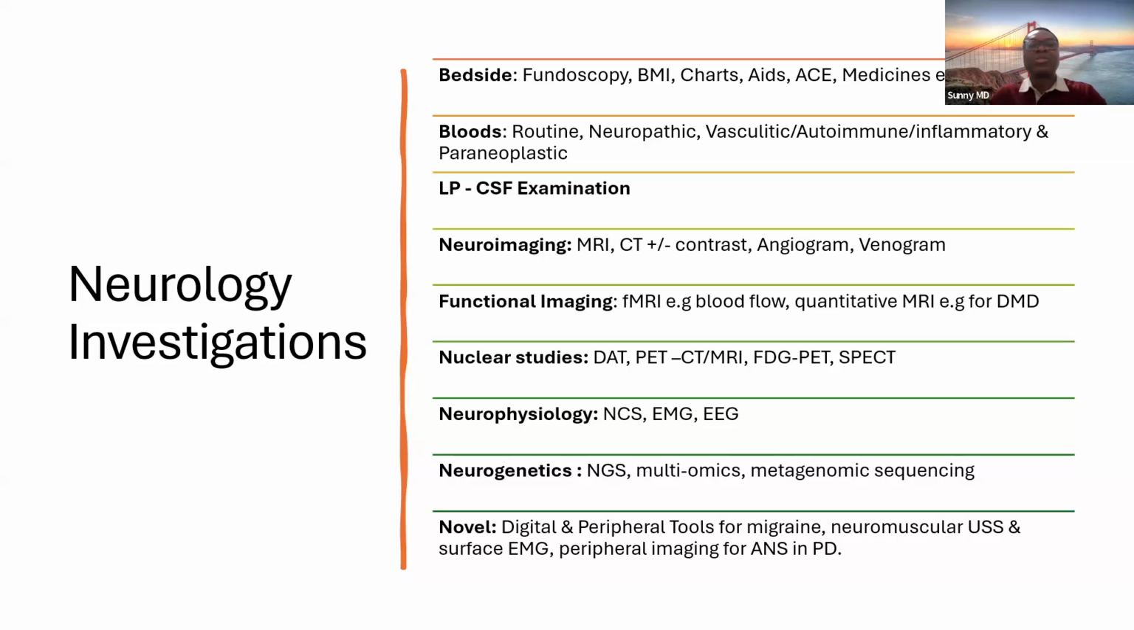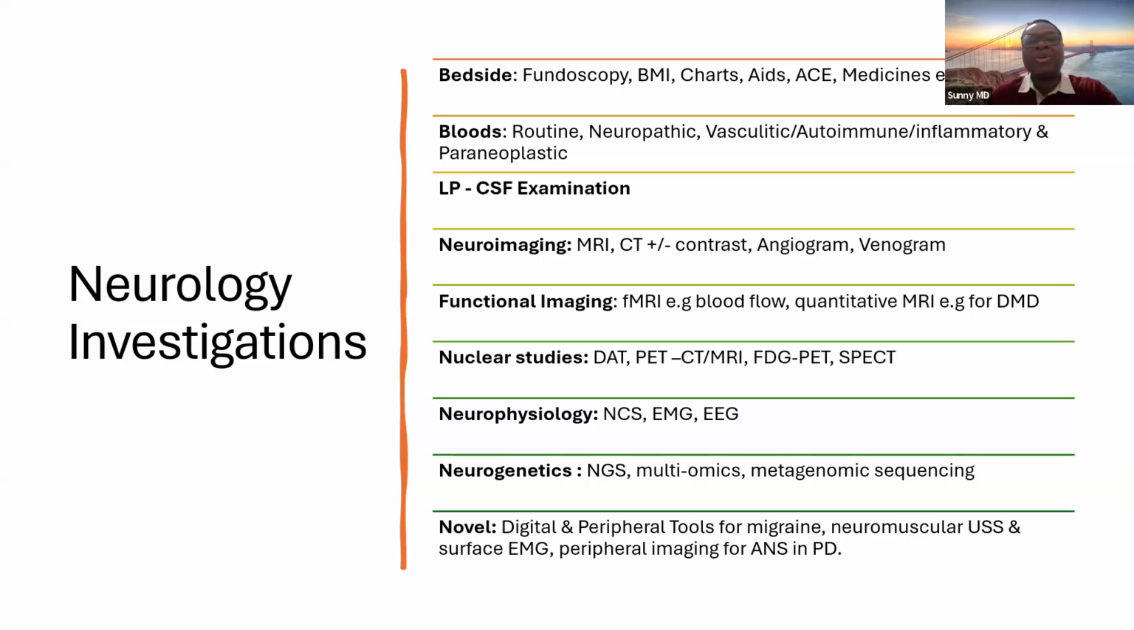Then the other B is bloods. So there are routine bloods, the full blood count, urea and electrolytes, liver function tests, ESR, CRP, those are routine. But in neurology, we have other specialized bloods. You don't have to say them that way. Some examiners may not know what neuropathic bloods are, but if you want to be specific, just say B12, folate, myeloma screens, if you're dealing with neuropathy, and so on and so forth.